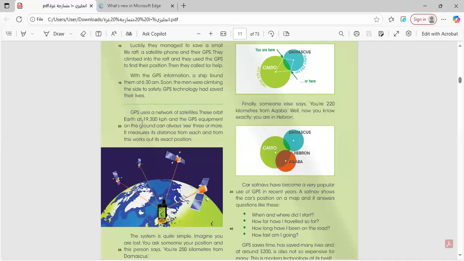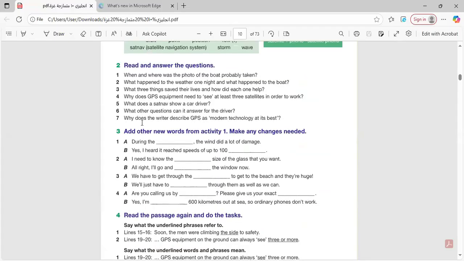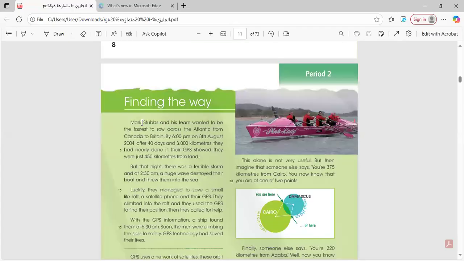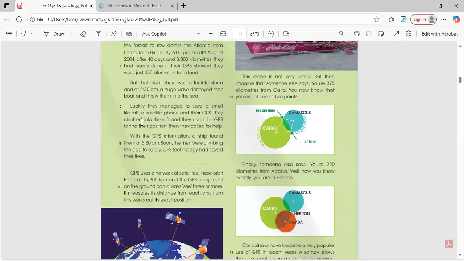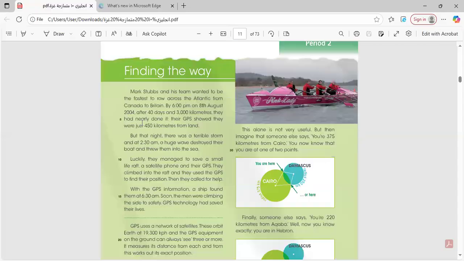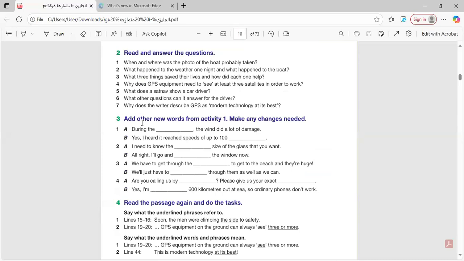So the question again, number 4: why does GPS equipment need to see at least 3 satellites in order to work? Because when the GPS sees a satellite, what happens? It measures its distance from each, and from this works out its exact position, to define the position, right? Okay, good job.